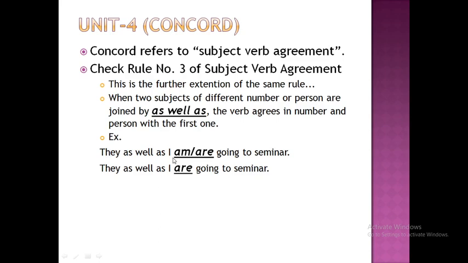"They as well as I are going to the seminar." Here the first subject is responsible for deciding the verb, so "they as well as I are going to the seminar." Please do not get confused with I as am. The rule refers to the first one only. Okay, so this was from the fourth unit, Concord or subject verb agreement.